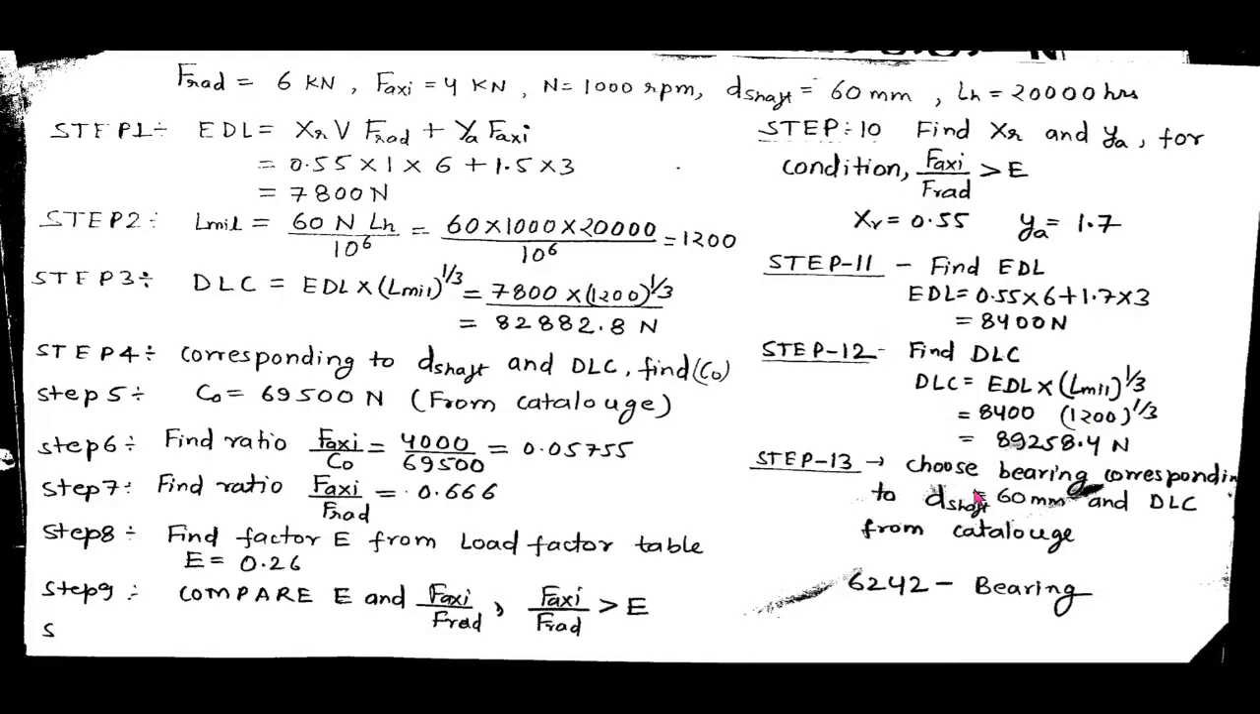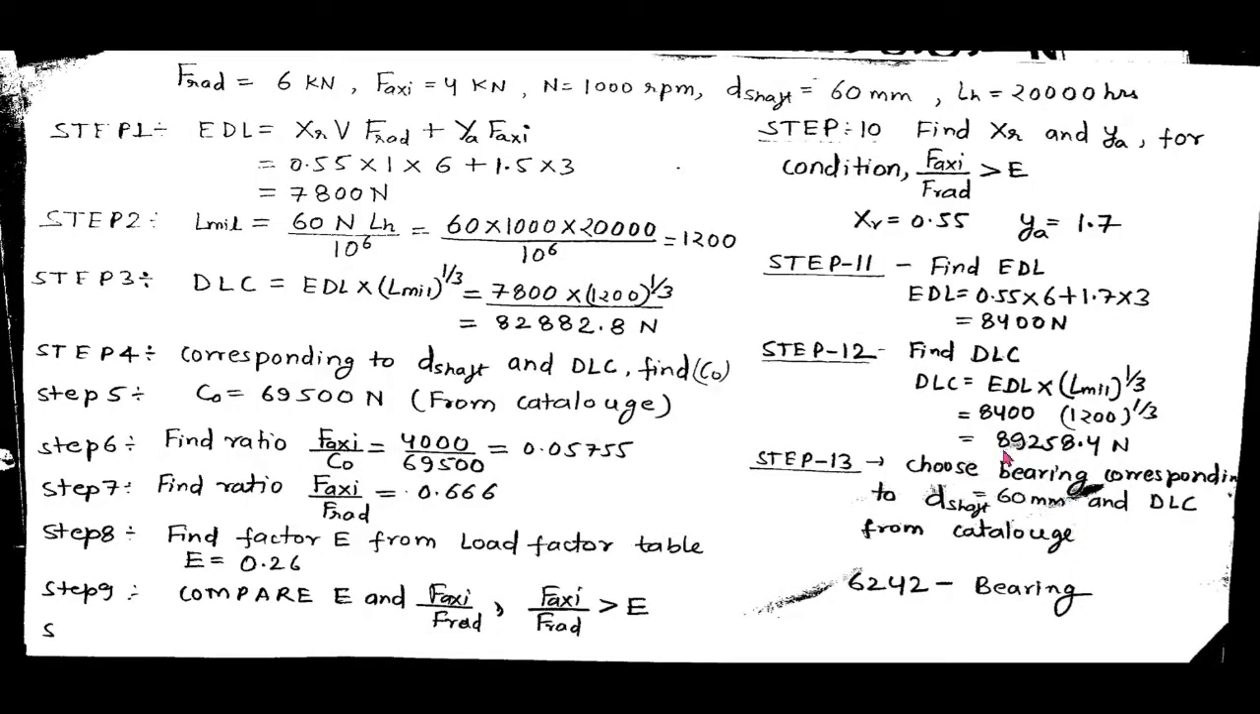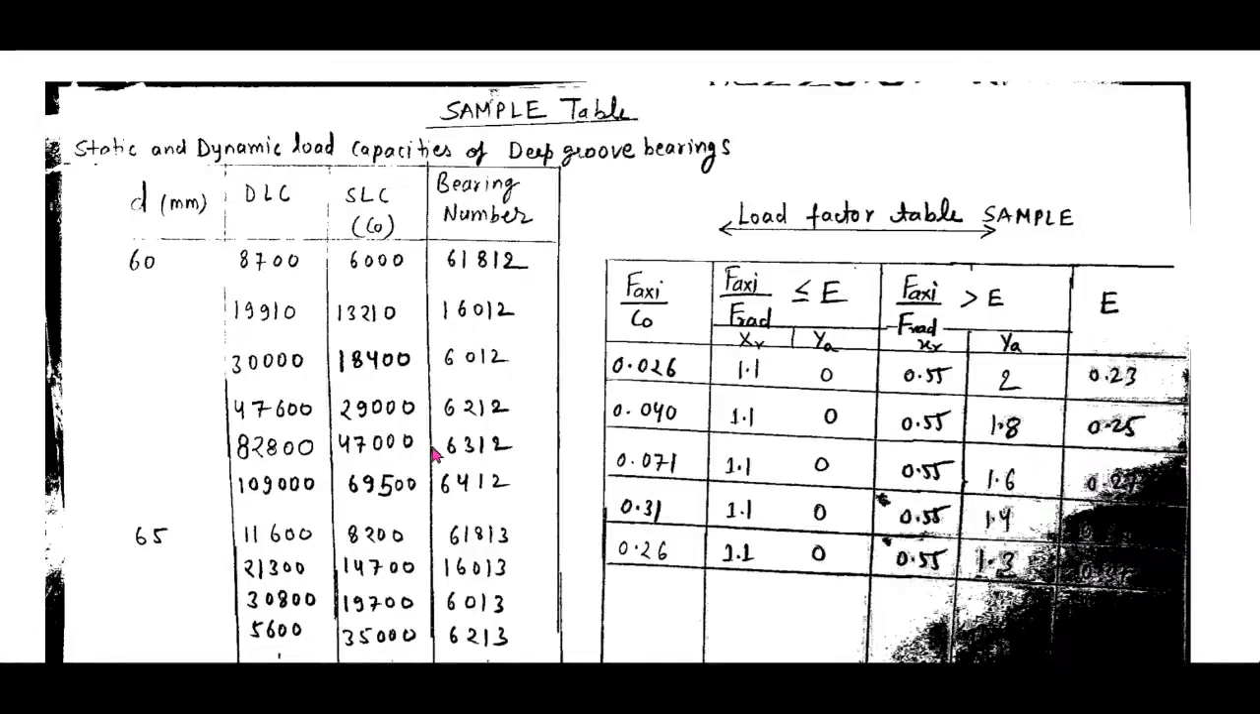Now we have found the dynamic load capacity, and according to the diameter of the shaft given in the question, we will again look at the bearing catalog. Looking at the bearing catalog, this diameter is 60 mm and our dynamic load capacity came out to be 89258. It is lying between this value and this value, so we will take the higher value, that is 1.09000, and the bearing will come out to be 6412. So this is the bearing which is selected. Our bearing selected is 6412. Hence the problem is solved.